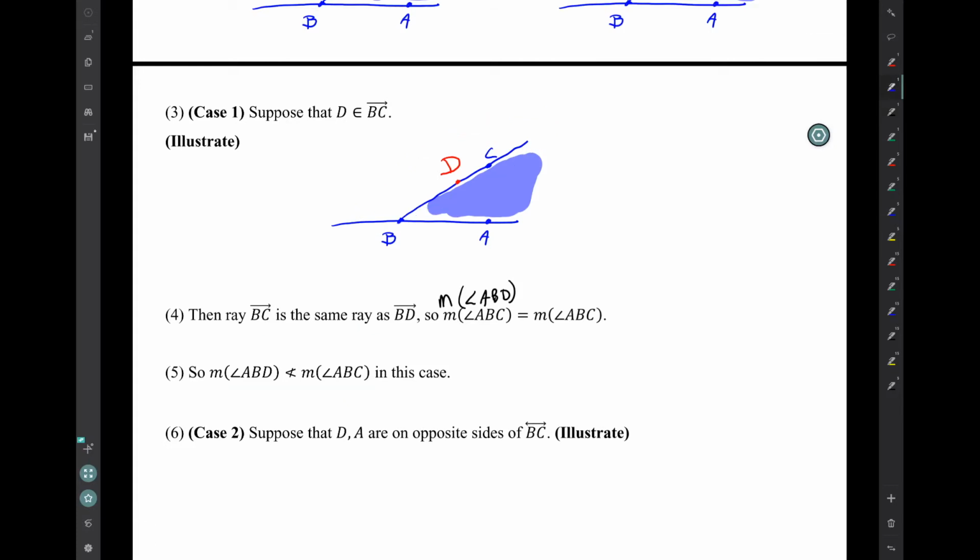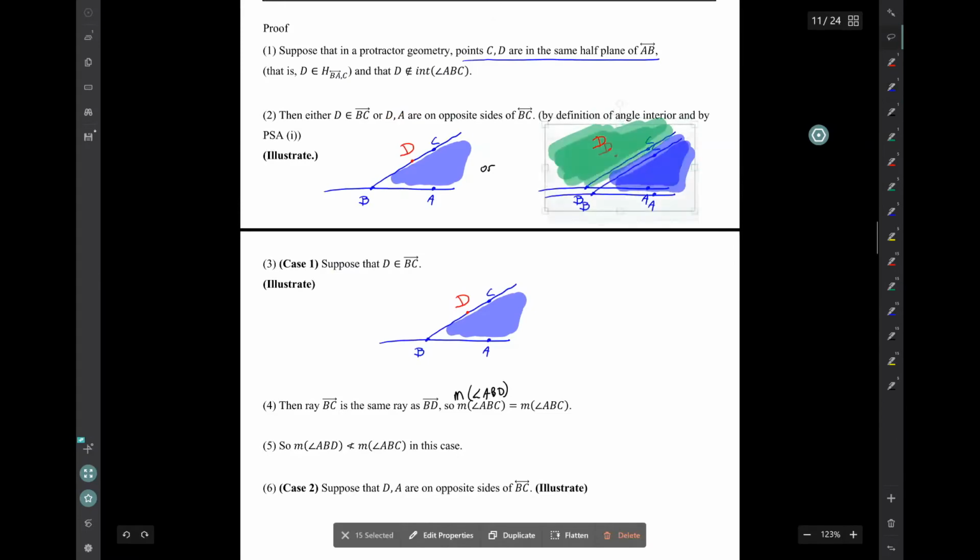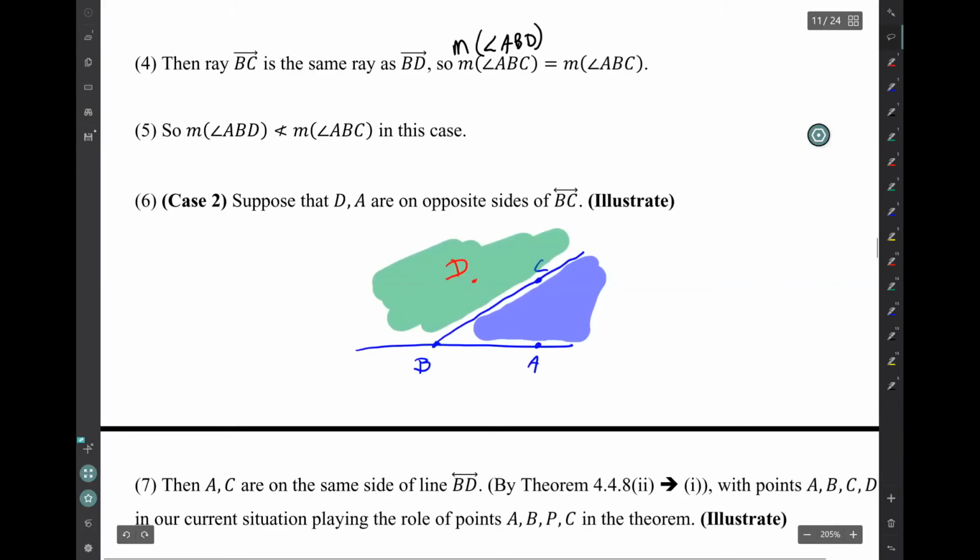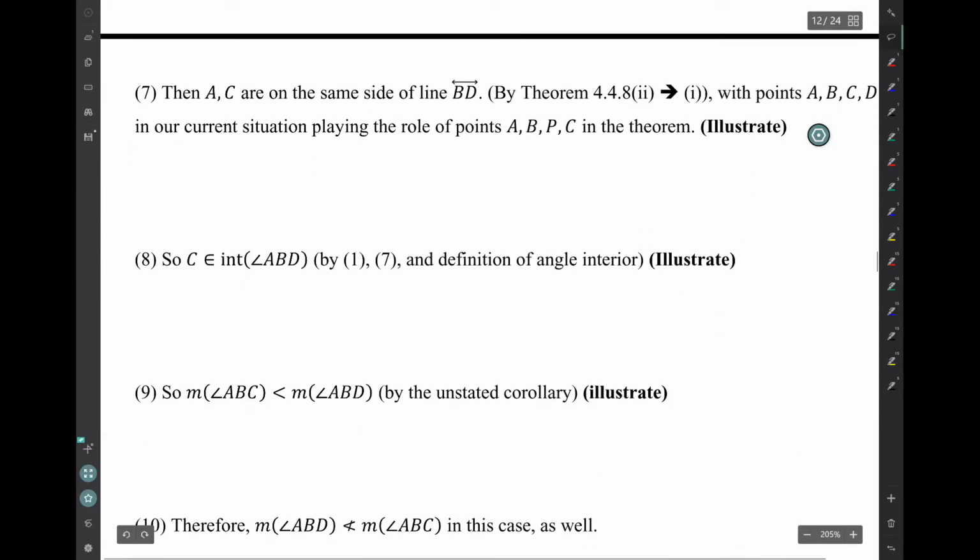What about case 2? Suppose that points D and A are on opposite sides of line BC. We're supposed to illustrate that. Well, we've got an illustration. Let's go up and get it and copy it and bring it back down. So there's our illustration of case 2. Points D and A are on opposite sides of line BC. Well, in this case, we can say that points A and C are on the same side of line BD. Now that's using that theorem 4.4.8 up above.